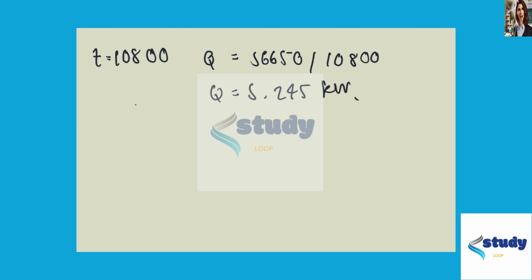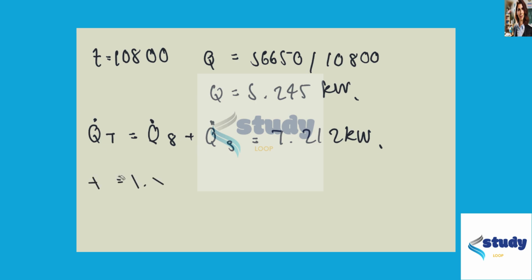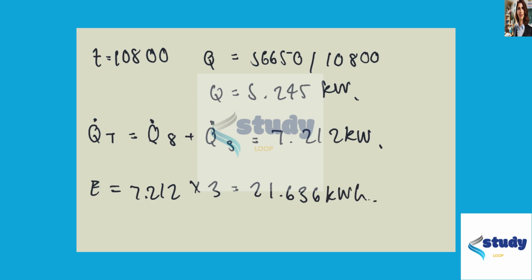So we're taking a step further here. So the total heat delivered, Q dot times T, is Q dot 8 plus Q dot 3, 7.212 kilowatts. So we add them together, where E is equal to 7.212 multiplied by 3, which is equal to 21.636 kilowatt hours.